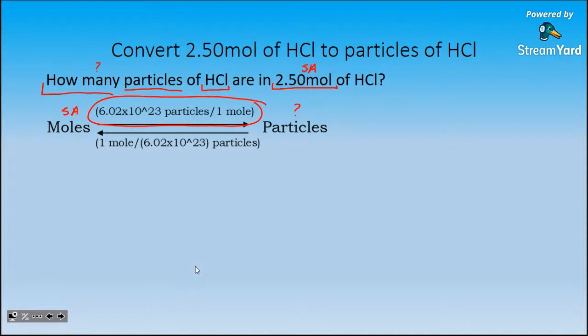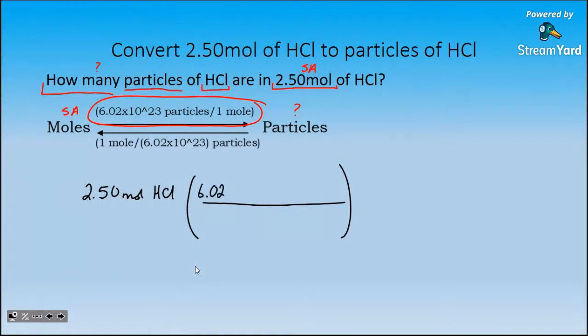Again, I'm going to use the upper portion of that roadmap. So 2.50 moles of HCl times a conversion factor. Where in that conversion factor, again, I'm going to need 6.02 times 10 to the 23rd particles of HCl. And again, we could use the term molecule or formula unit, but we're using the catch-all particles. And then I need 1 mole of HCl.